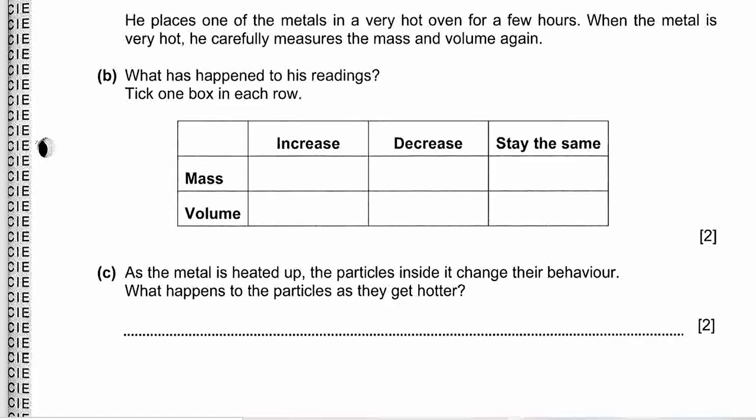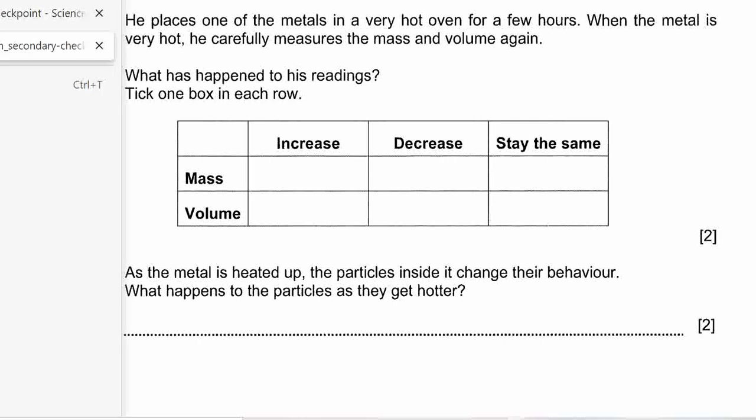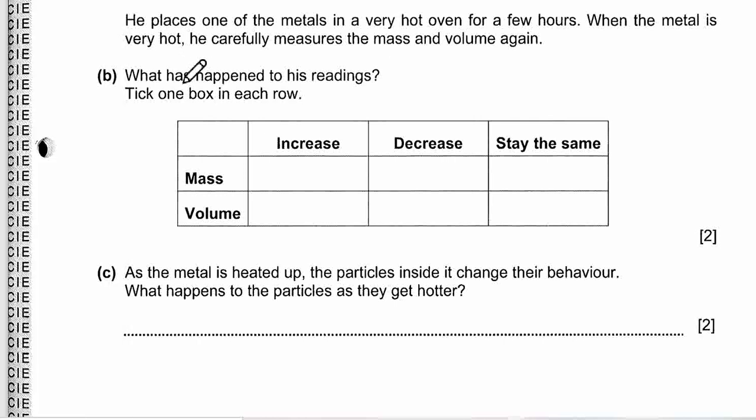Next, he places one of the metals in a very hot oven for a few hours. When the metal is very hot, he carefully measures volume and mass again. What has happened to his reading? Tick one box in each row. The mass of an object will stay the same no matter what the treatment is. But the volume of this metal will increase as the metal goes through thermal expansion.